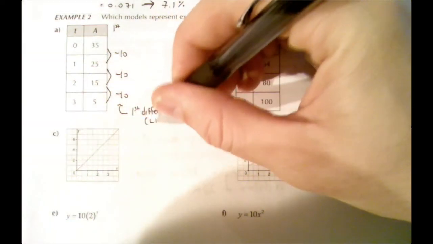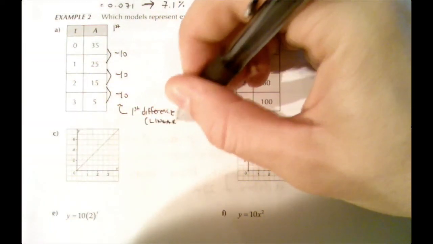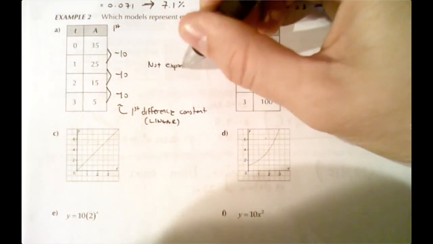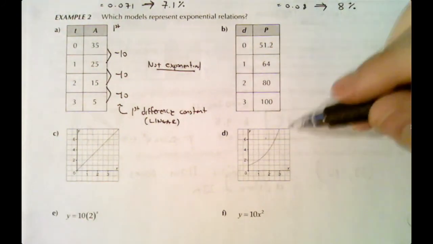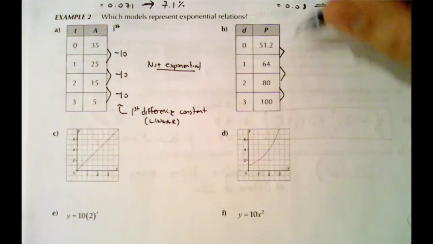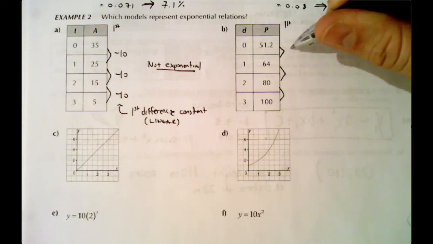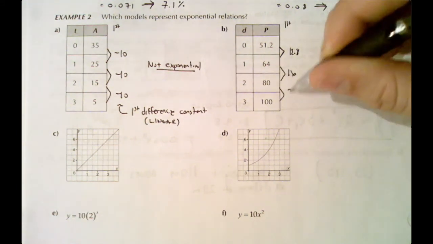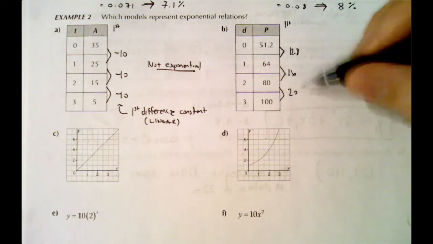This means linear. So what we can say is this is not exponential. Our second table, let's find out. Well, if we look at first differences, this time we're going down by 12.8, and then by 16, and then by 20. Hey, first differences aren't the same.